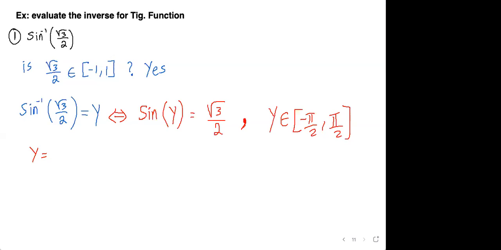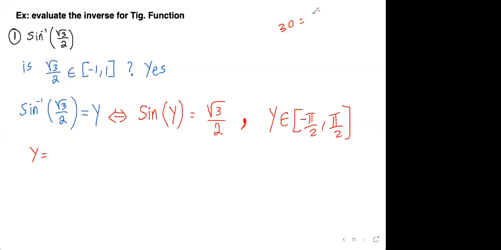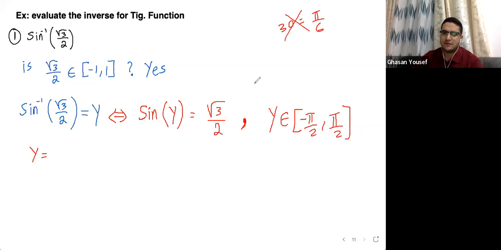Sine of 30 is 1/2, right? So it's not the answer. Sine of 30, the 30 degree, it is pi over 6. So it's not pi over 3. What is the answer? 2 pi over 6. Does that make sense?